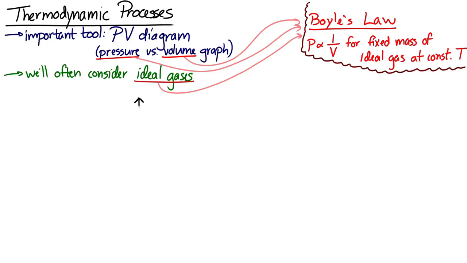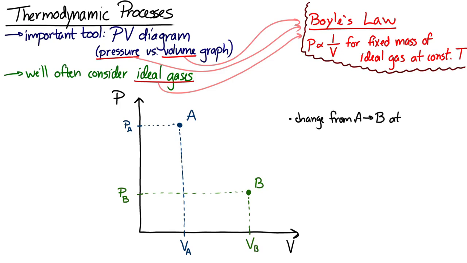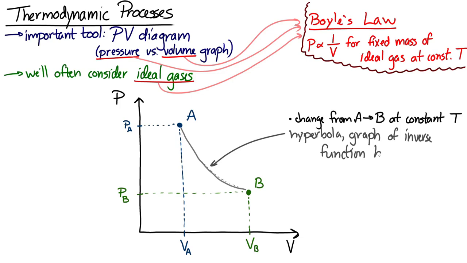So let's say I'm in the PV diagram and I start out here at A. So my system is here at A, has a certain pressure, certain volume. And then let's say I change to a new state, B, and I do that by keeping the temperature constant. Well, if I do that, I'm going to move along this line. This line is a hyperbola. It's the graph of an inverse function, because remember, pressure is inversely proportional to the volume.